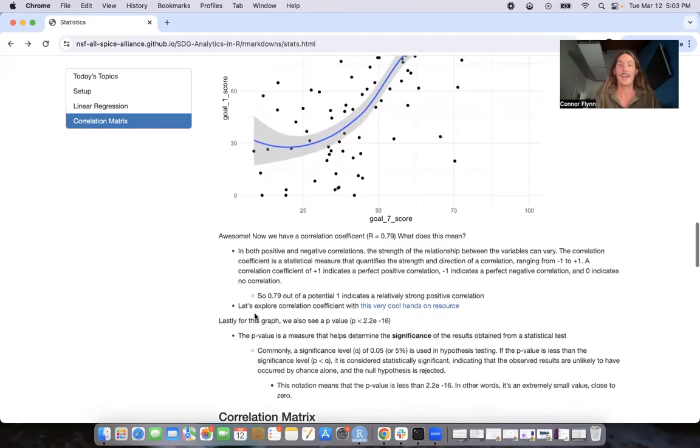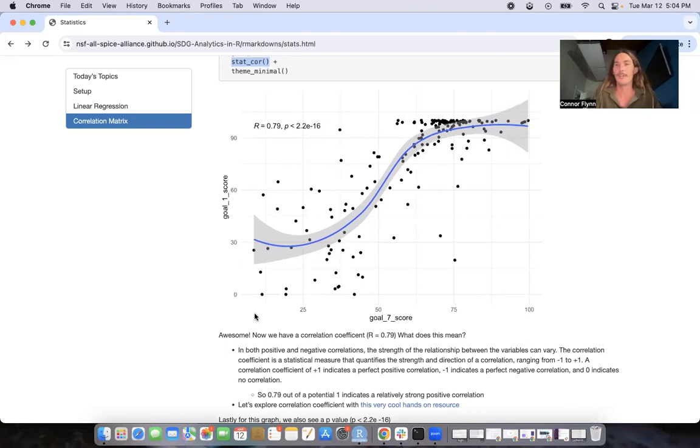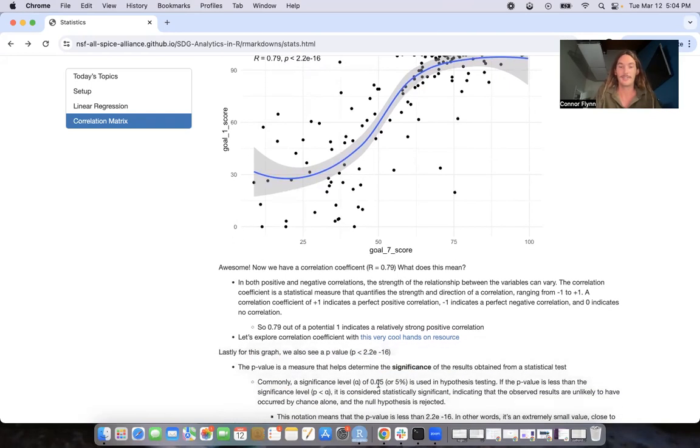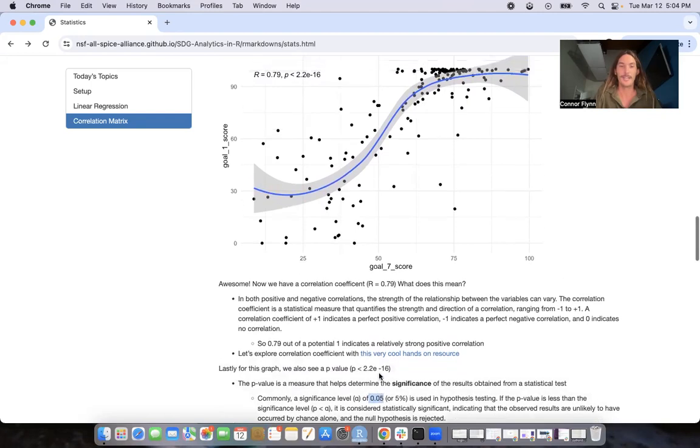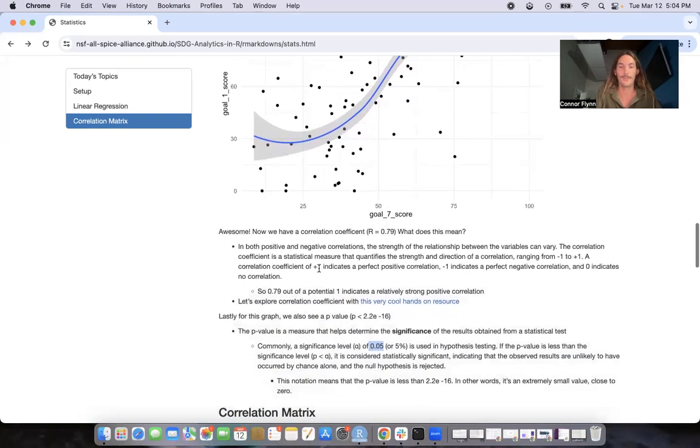So p-values have been highly criticized in science. It's not a be-all, end-all measurement, but you'll hear them all the time, right? That this is a statistically significant relationship, and that is oftentimes based on a p-value being less than 0.05. So we get a p-value on our graph from the stat_cor function of 2.2e-16. So a very small number, extremely close to 0, indicating that this is a statistically significant relationship, or less than 0.05.